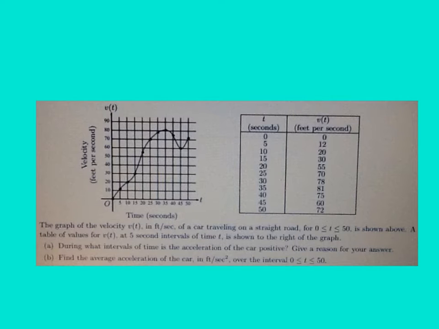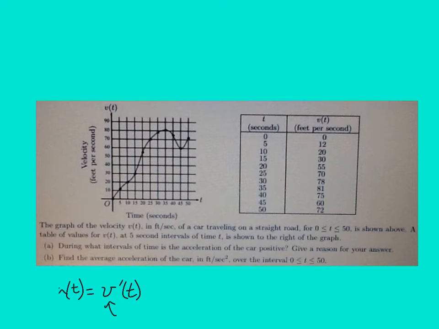All right, so for part A, the thing to remember here is that acceleration is the derivative of velocity, and the derivative is slope. So this question is really just asking us, when is the slope of this curve that we see here positive? When is that slope positive?